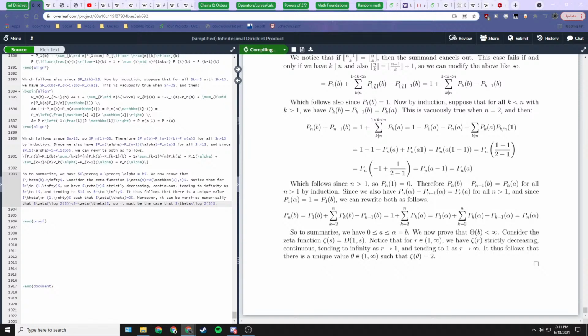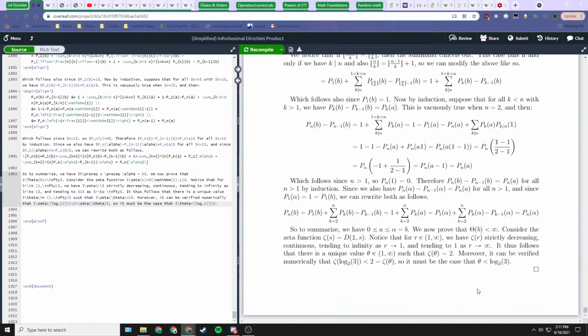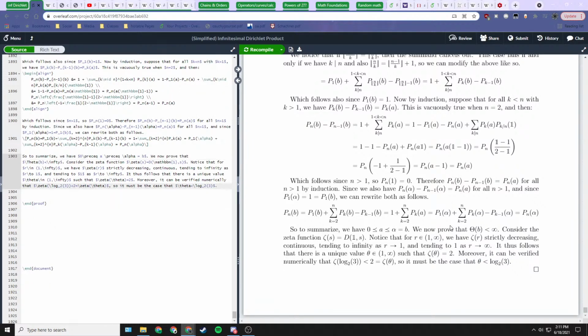So this numerical condition we can maybe be a bit more specific about. We're saying it can be verified numerically that zeta of log base 2 of 3 is less than 2. But maybe we want to make this calculation a little bit more specific, to articulate exactly when this is true. So I'll also come back to this one and specify why this is true. But we'll come back to this condition in a minute. What's important is that theta is less than log base 2 of 3. That's our premise.